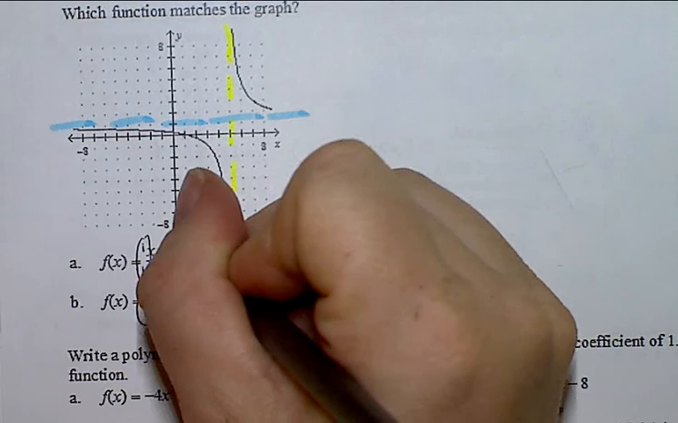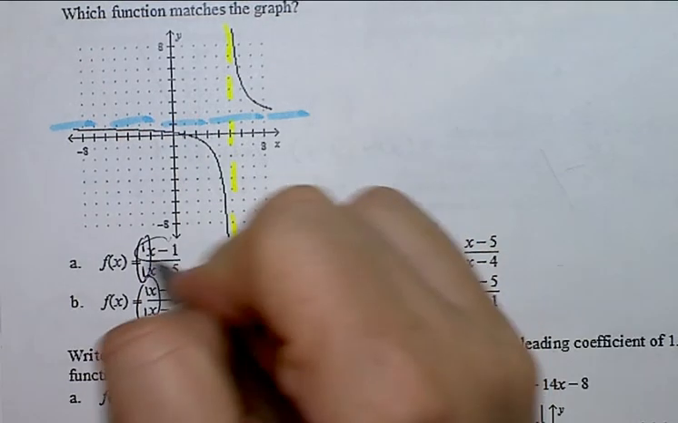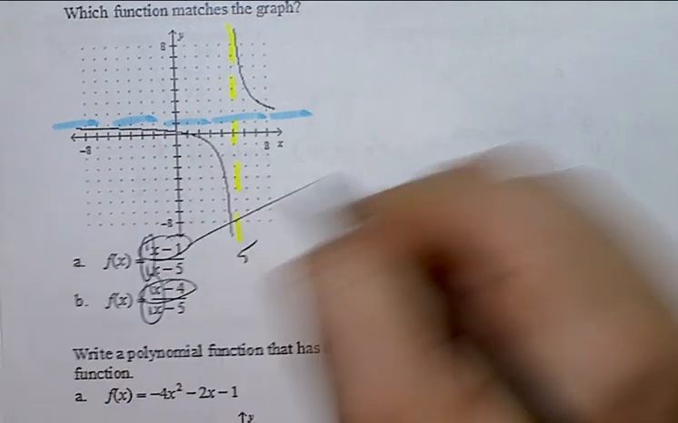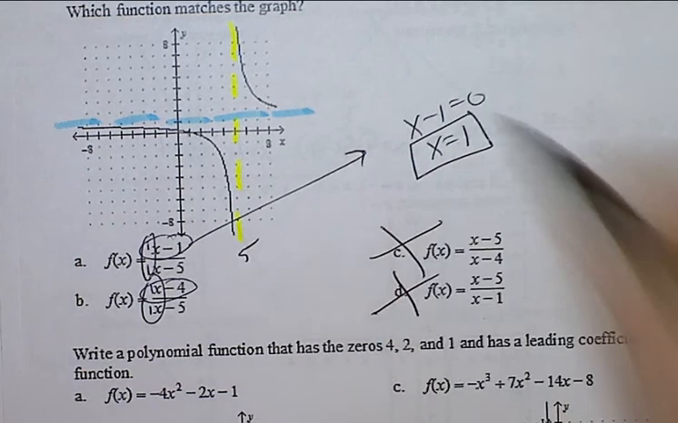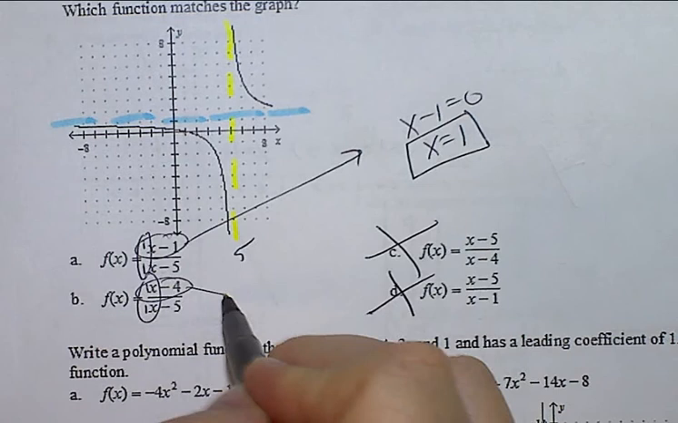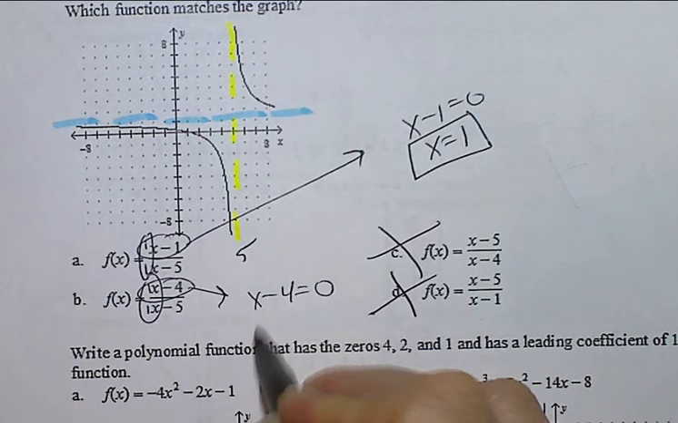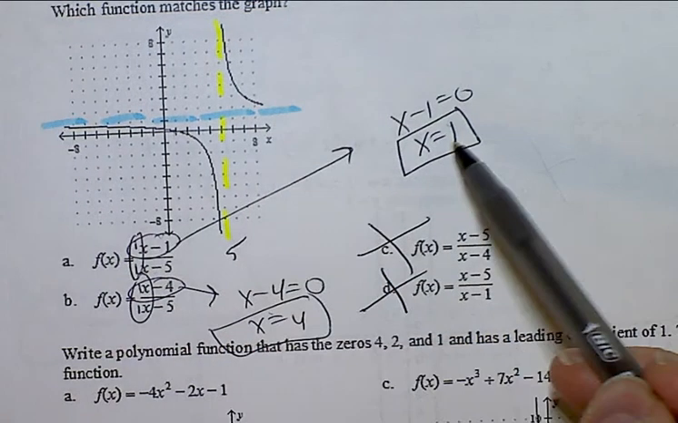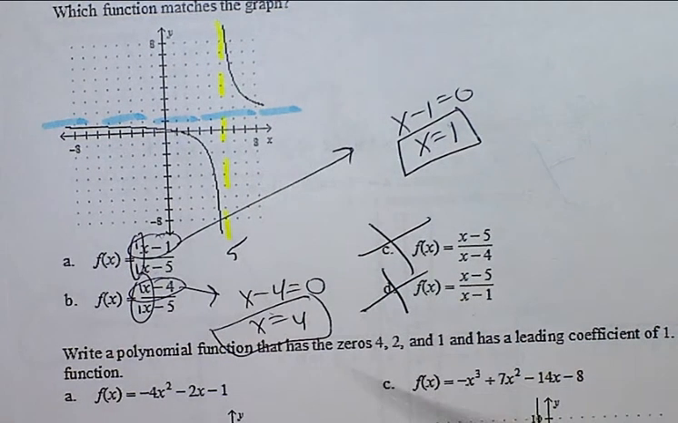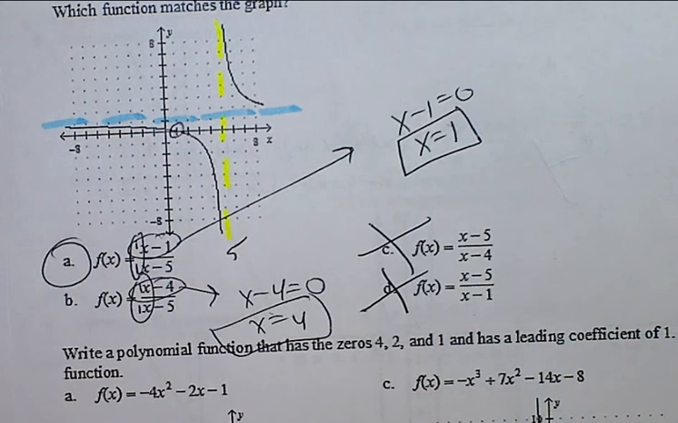To find the zeros, or the x-intercepts, you take the numerator and you set it equal to 0 and solve. So this has a 0 of 1, and this has a 0 of 4. So which one has an x-intercept of 1 or 4? Which option is it? X-intercept is 1. Correct answer is A.